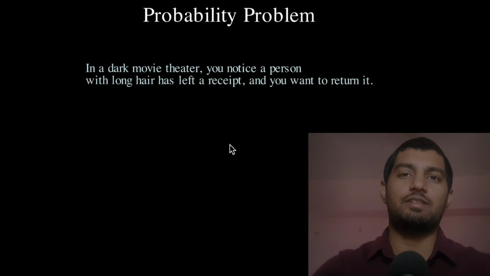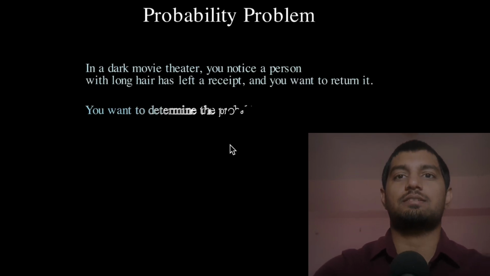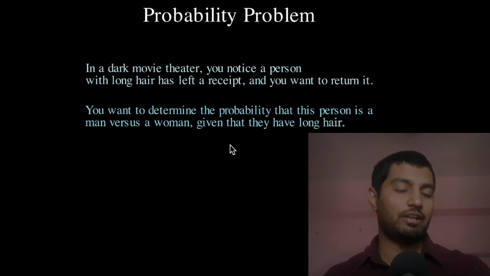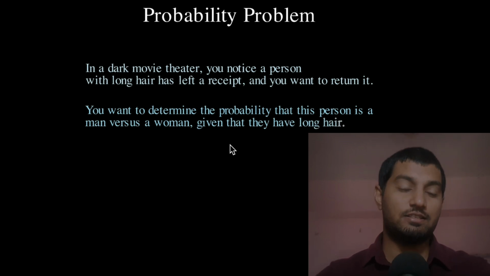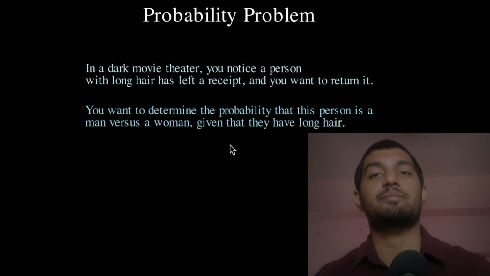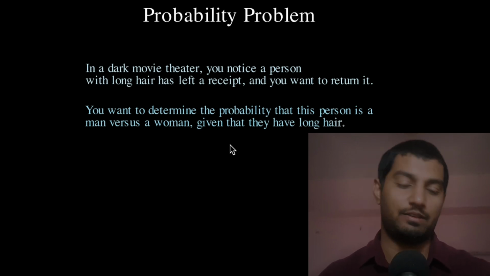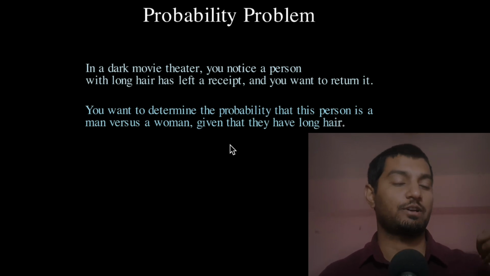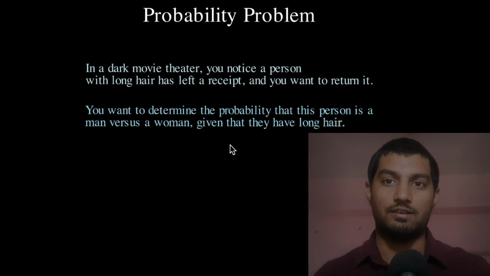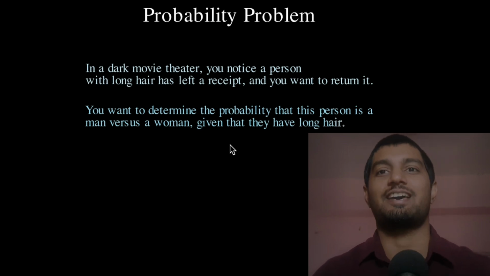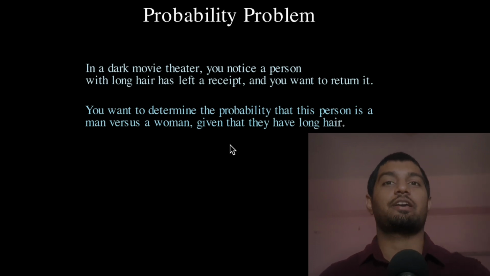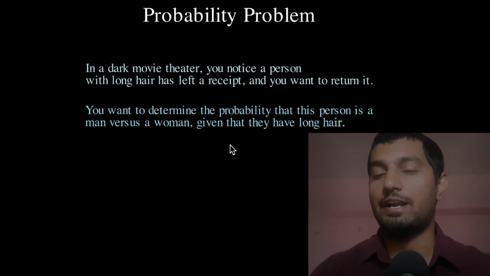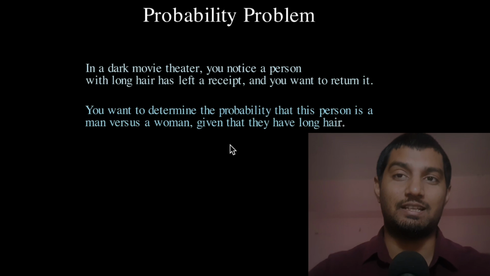So let's start with an example. You are in a movie theater, and it's quite dark. There's a person in front of you who left his receipt over there. As you were walking out, you wanted to return that receipt to that person because you are a very nice, generous guy. The only thing you can see in the dark was the long hair in front of you, and you didn't recognize it as a man or woman.